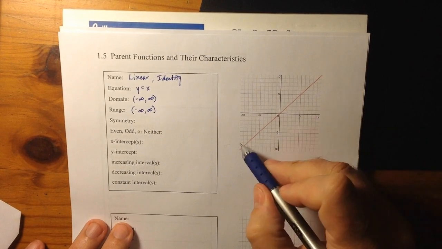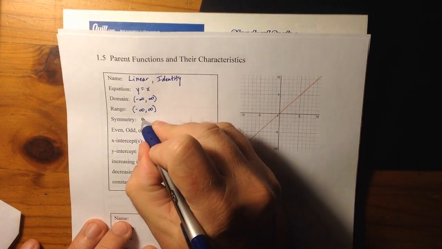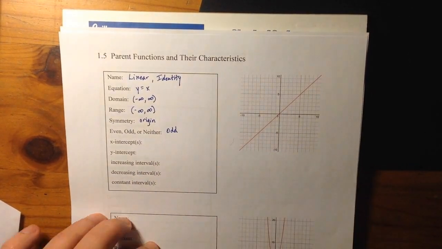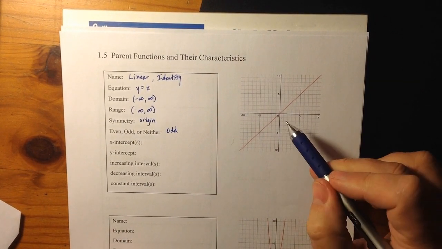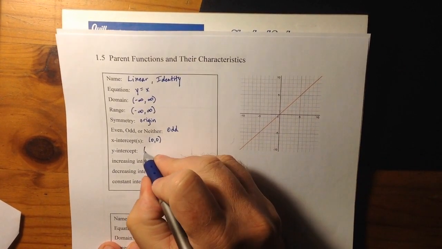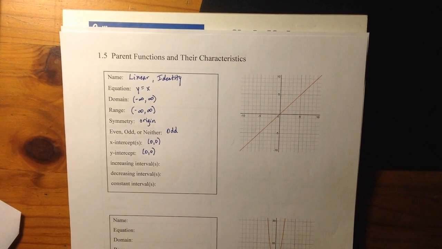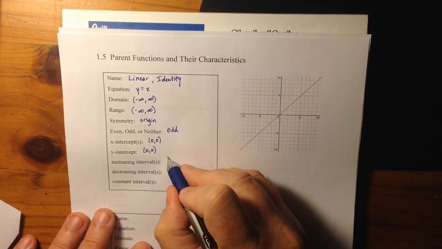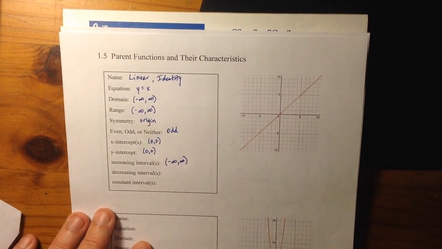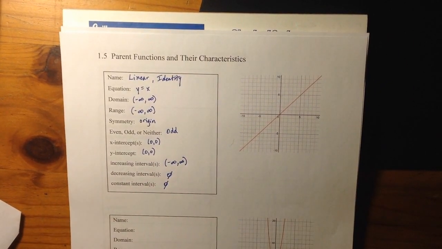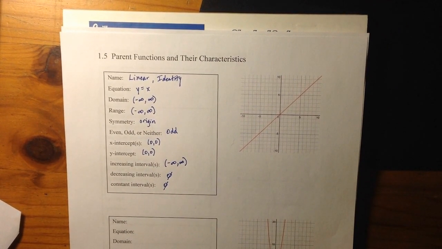It has origin symmetry. Every point is reflected over the origin. And since it has origin symmetry, that makes it an odd function. It has an x-intercept. It crosses the x-axis at 0, 0, which turns out is also the y-intercept, 0, 0. And it is always increasing over its entire life. It's the interval from negative infinity to positive infinity. It's always increasing, so it does not decrease. It's never constant. Okay, that is the first, the linear identity function.